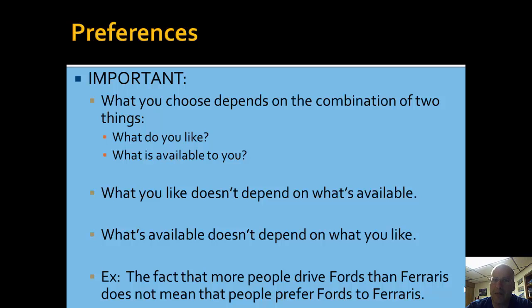We looked at what was available to you, and we described what was meant by a budget constraint or a budget set. And it's important to remember as we go through this that what you like doesn't necessarily depend on what's available, and what's available doesn't necessarily depend on what you like. As a way to illustrate the point, observe that the fact that more people drive Fords than drive Ferraris doesn't mean that people would prefer to drive a Ford than a Ferrari, but the choice they make is a combination of two things. One is what do they like, what sort of utility do they get from having a car generally, and what can you afford? Obviously Fords are much more affordable than Ferraris.